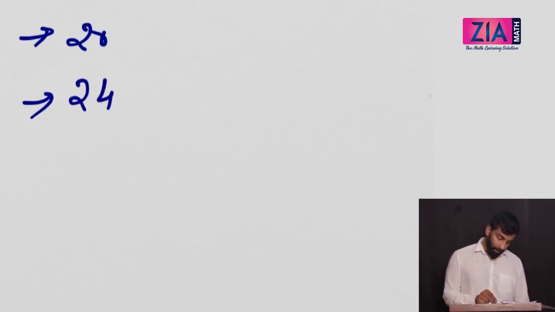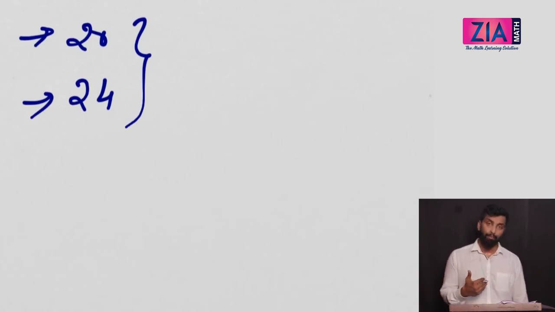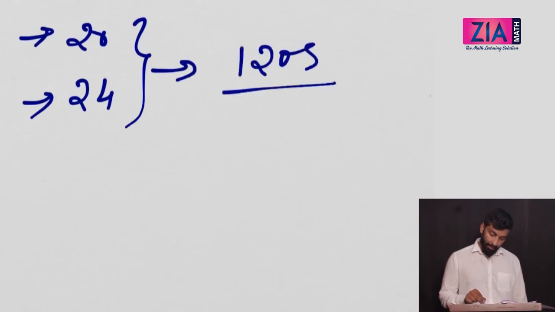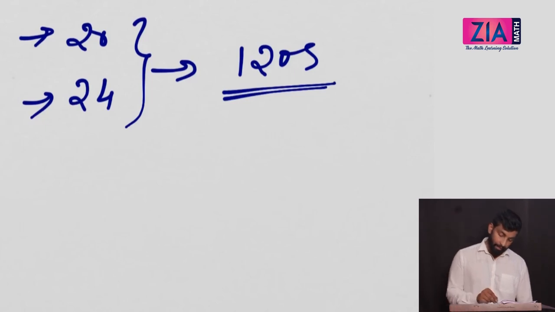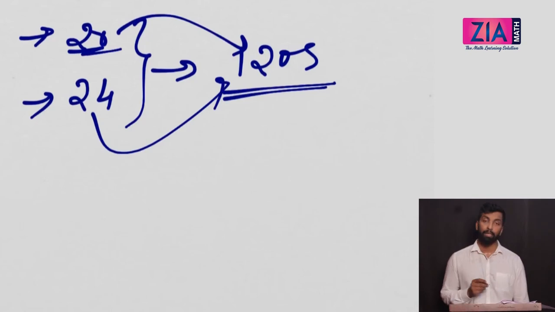So what we need to do is take the LCM so that we can see after how much time they will blink together, right? So when you take the LCM, you will get it as 120 seconds. That means after every 120 seconds, both will blink together. The reason is 120 is a multiple of 20, so the first will blink. 120 is a multiple of 24, so the second will also satisfy the condition, right?